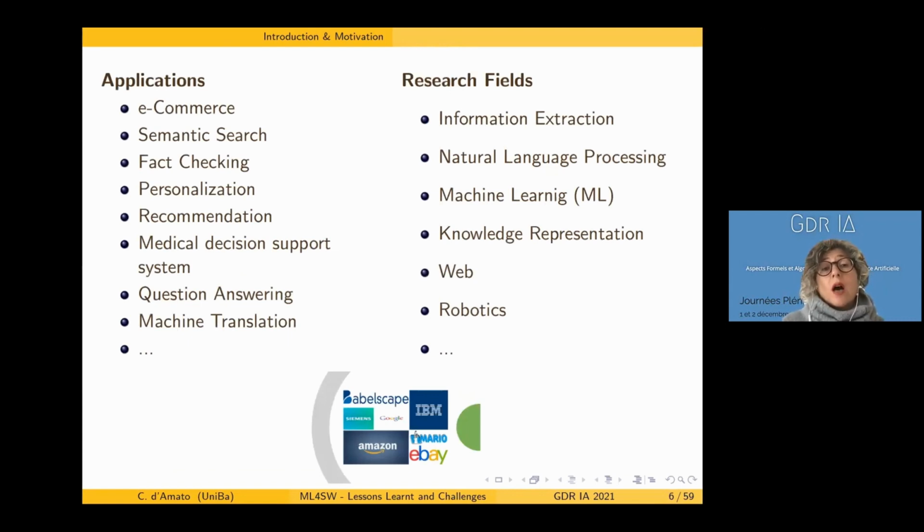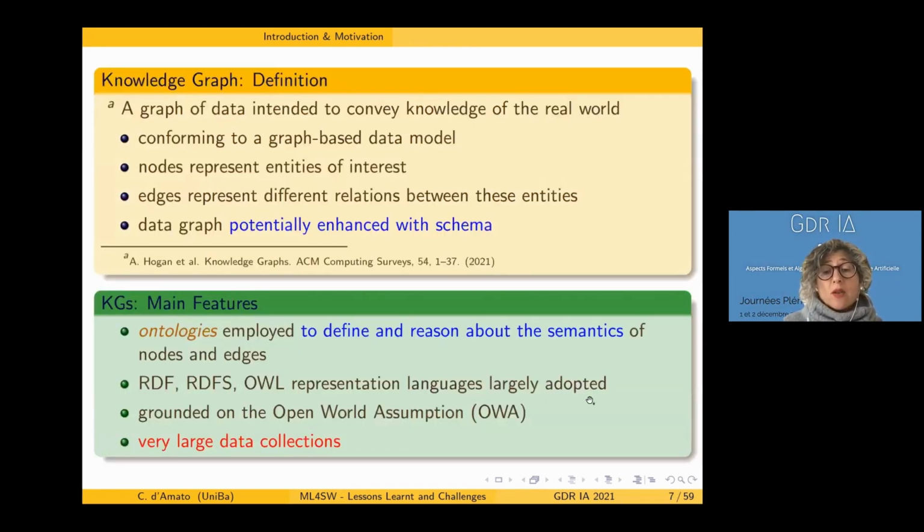Knowledge graphs are actually widely used in several applications, such as e-commerce, semantic search, fact-checking, medical decision support systems, question answering, and machine translation, for making a few examples. But they are also the subject of study of several research fields, such as information extraction, natural language processing, machine learning, knowledge representation, the web, robotics, and others can be cited as well. Despite the fact that knowledge graphs are quite widely used and adopted, to the best of my knowledge, there's no actual consensus of what a knowledge graph is.